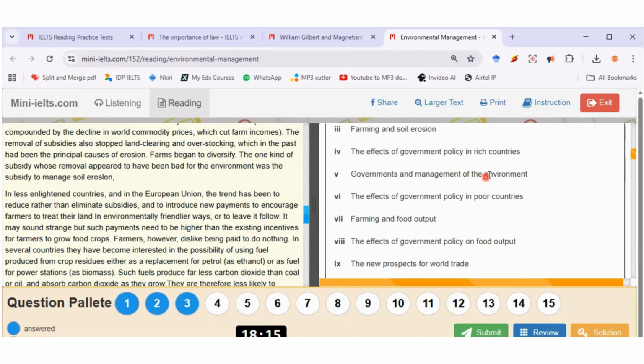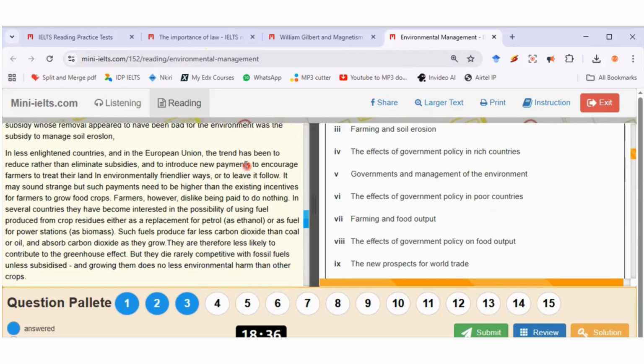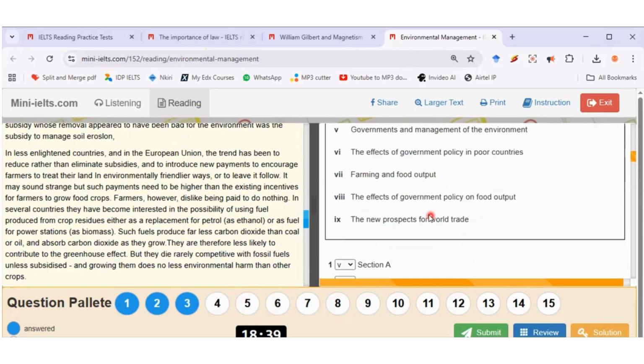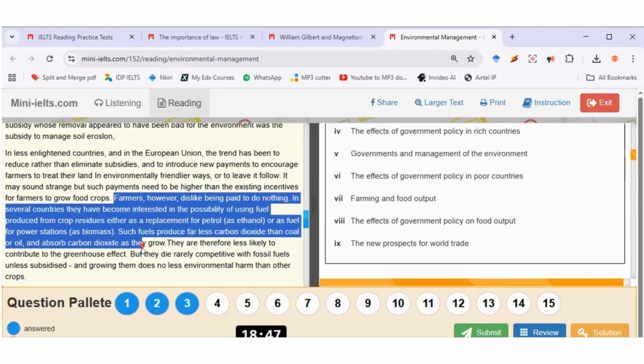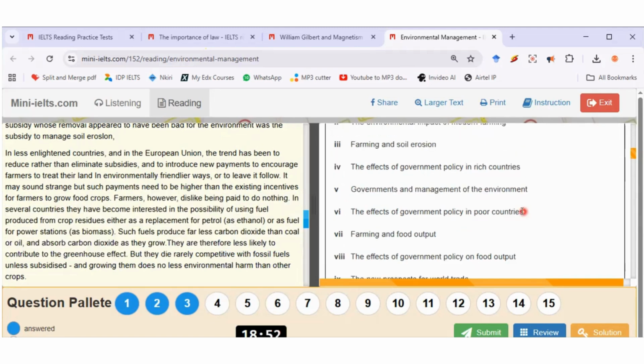Government and management of the environment. No. This one. Management, no. Let me leave this one. Effect of government policy in poor countries. No. I have more rich countries in this section than poor countries. Farming and food output. I've used number 7. Number 8, the effect of government policy on food output. Oh, hold on. No. Food output. Have I used number 8? No, I've not used it. Food output. Is there anything like food output here? There's nothing like food output here. I think I'll just go for number 4.